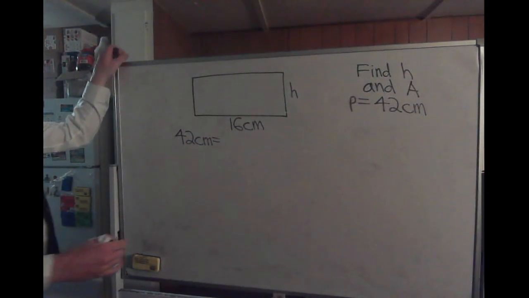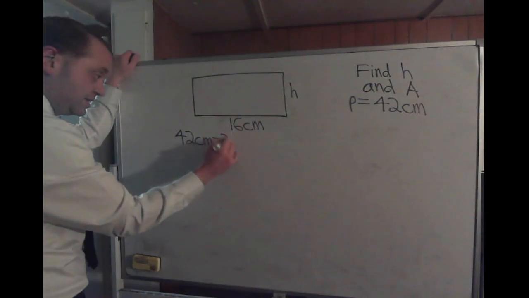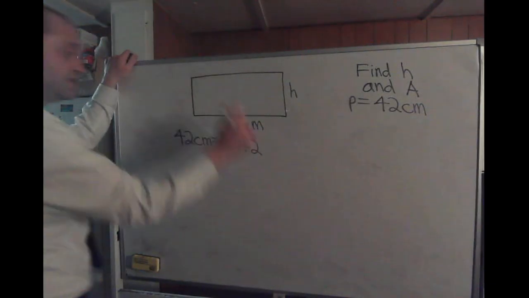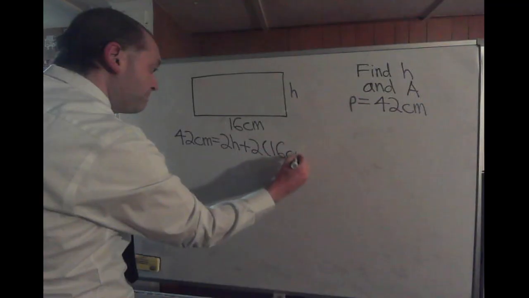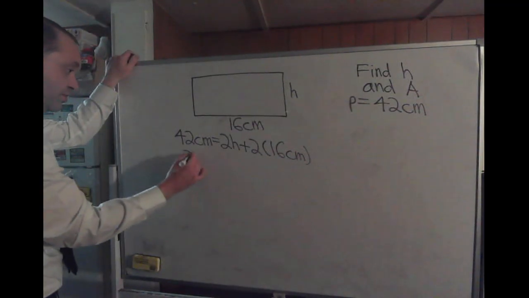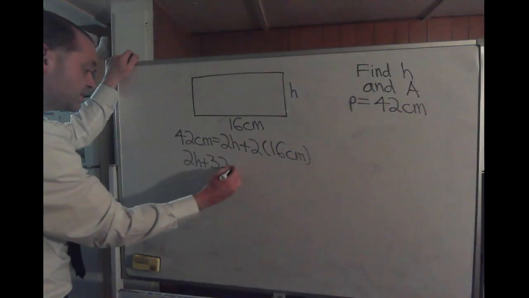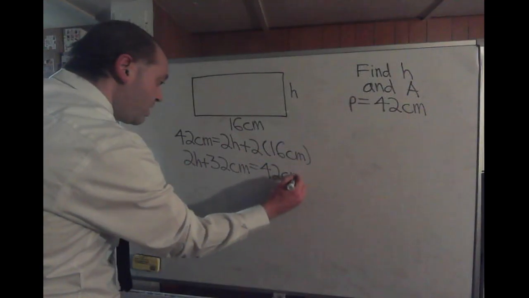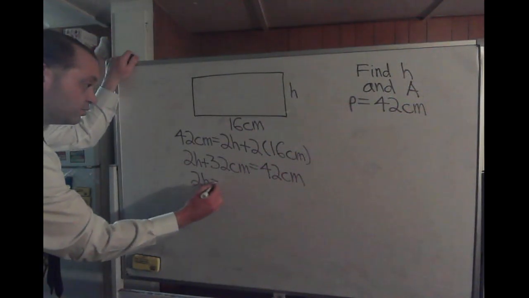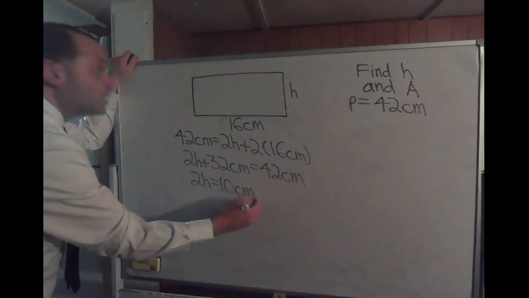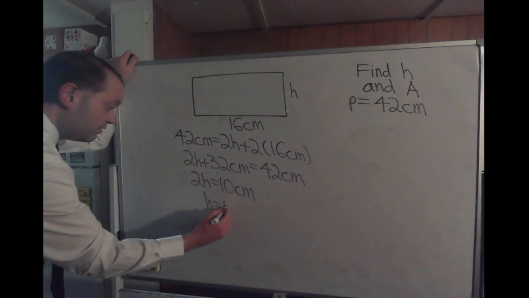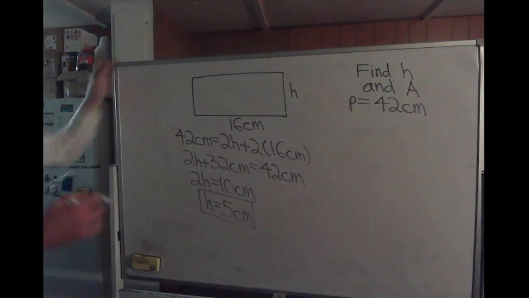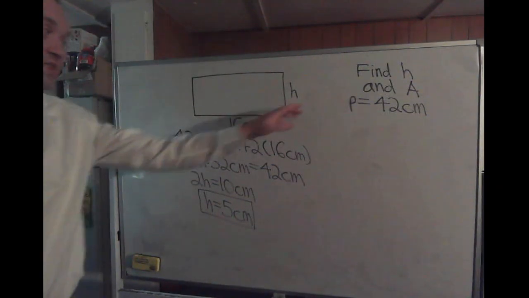We'll set that perimeter of 42 centimeters equal to twice the height, because of the opposite sides being congruent, plus twice the 16 centimeters, since opposite sides are congruent, which would simplify into 2h plus 32 centimeters is equal to 42 centimeters, which would then turn into twice the height is equal to 10 centimeters, which would mean that the height itself is equal to 5 centimeters. So the height of this rectangle is now 5 centimeters.